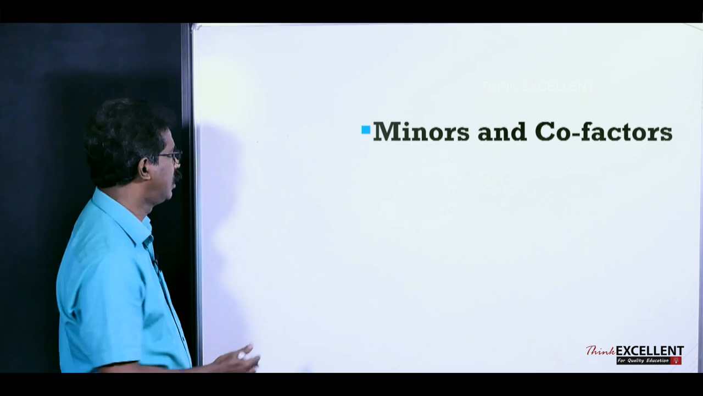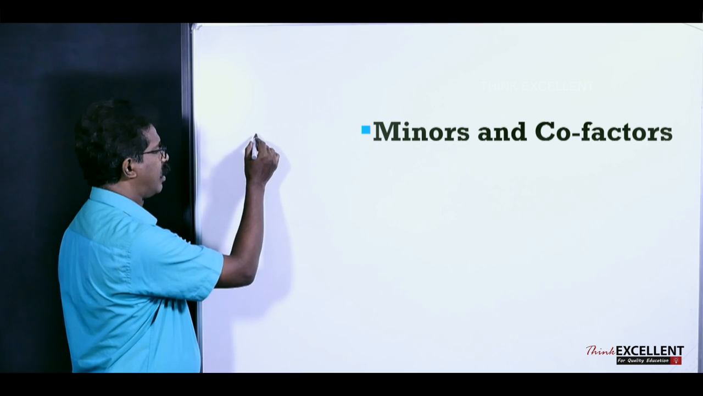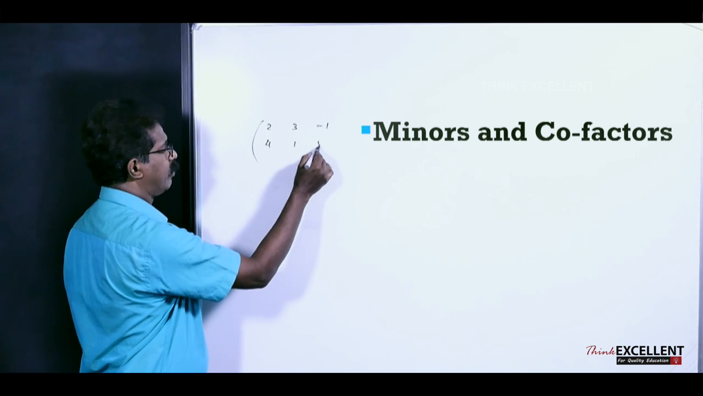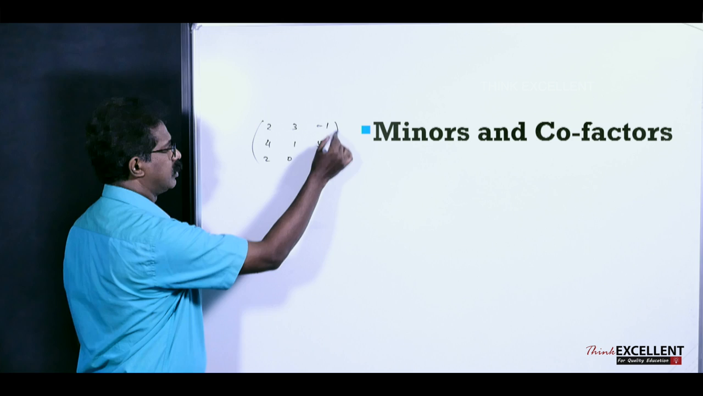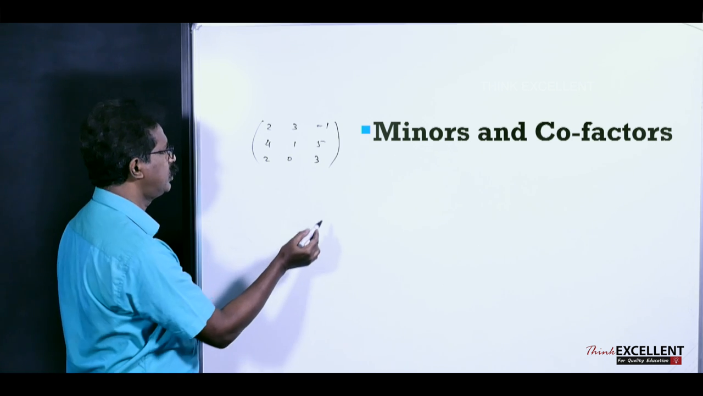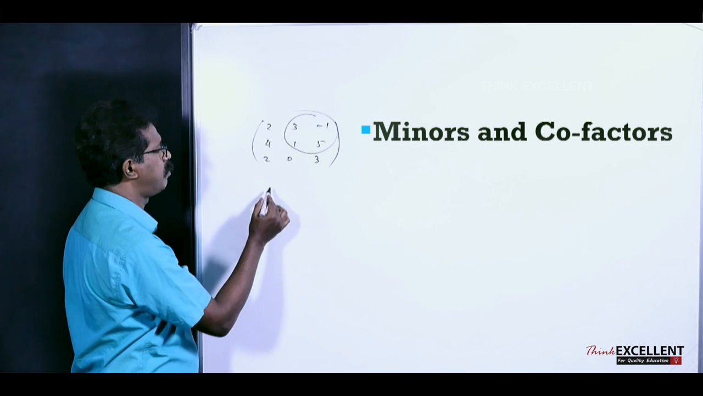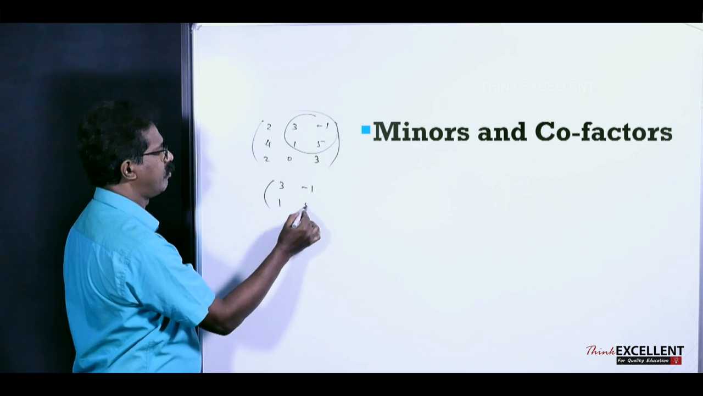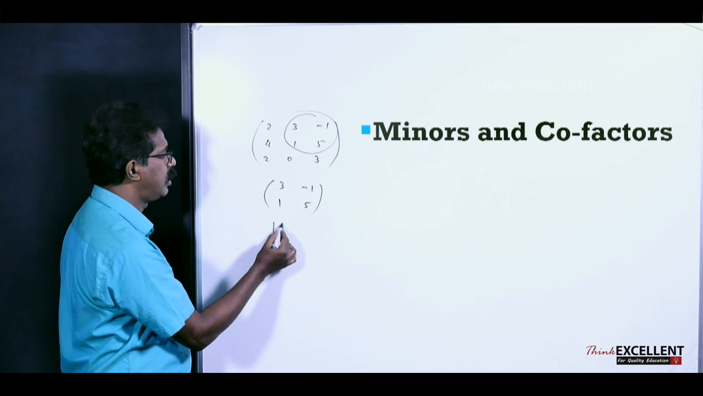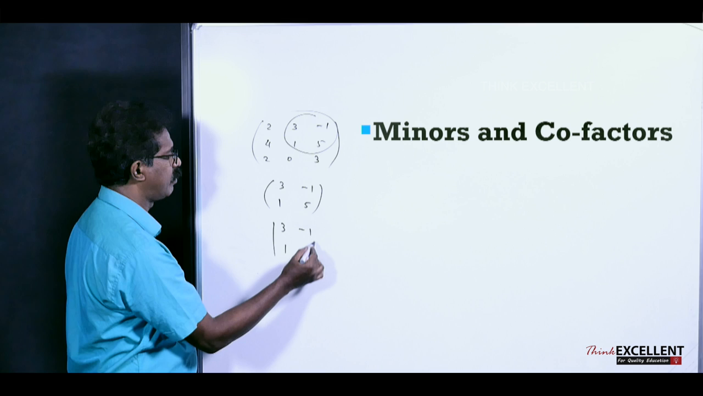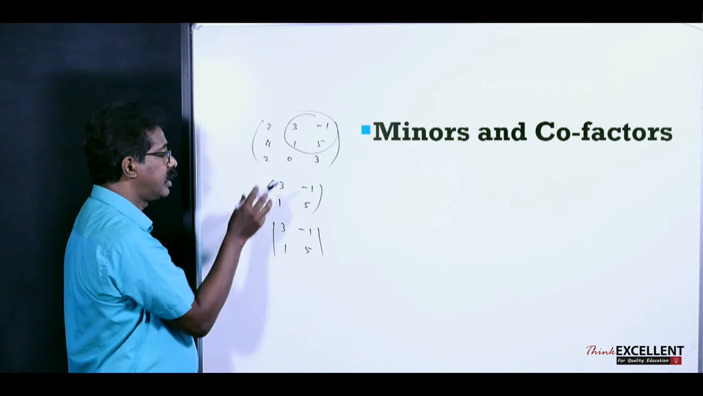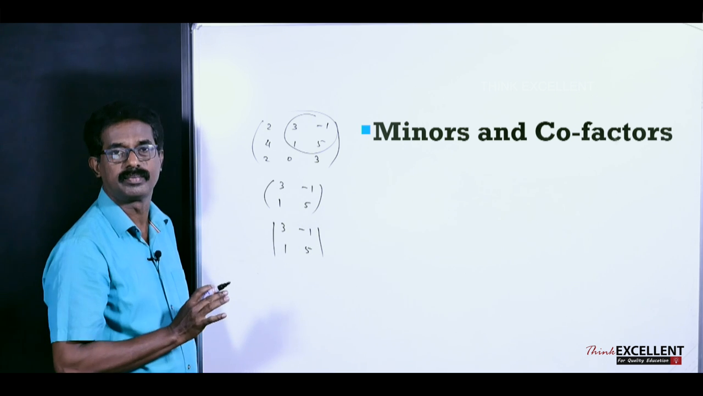You know what is minor? Listen, suppose a matrix is given: 2, 3, minus 1, 4, 1, 5, 2, 0, 3. Some matrix is given. You take a submatrix. Submatrix means you take any part. So I'm taking this as a submatrix: 3, minus 1, 1, 5. Find the corresponding determinant. You convert it as a determinant: 3, minus 1, 1, 5. This is called a minor.